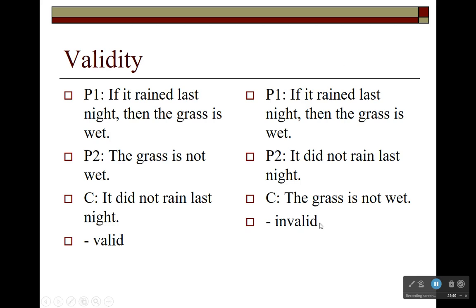Well, that means that the argument has to be invalid. Because as we said a moment ago, if the argument were valid, the truth of the premises would guarantee the truth of the conclusion. But obviously that's not the case here, since we can think of lots of examples where the premises would be true, but the conclusion could turn out to be false.